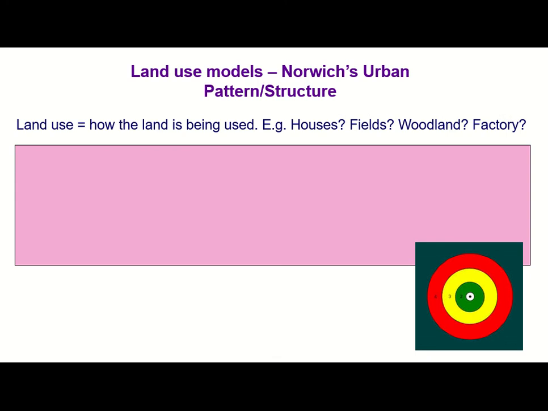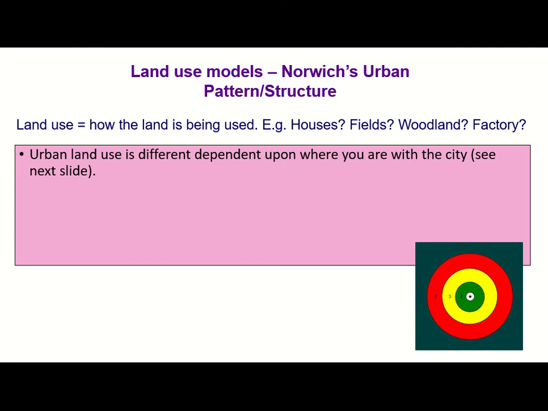Before we talk about land use models, just to clarify what land use means. Land use is how the land is being used, what is on it. So if it is houses, the land use is houses. If it is fields, the land use is fields or agricultural. If there's woodland on the land, then it's woodland, for example. So all of these are different land uses. It is pretty straightforward. And urban land use, which is predominantly buildings, built up areas, varies depending on where you are in the city. So I'll show you that on the next slide, a map of the city.